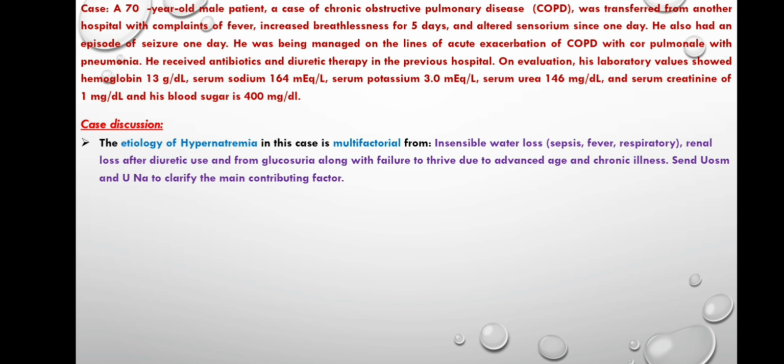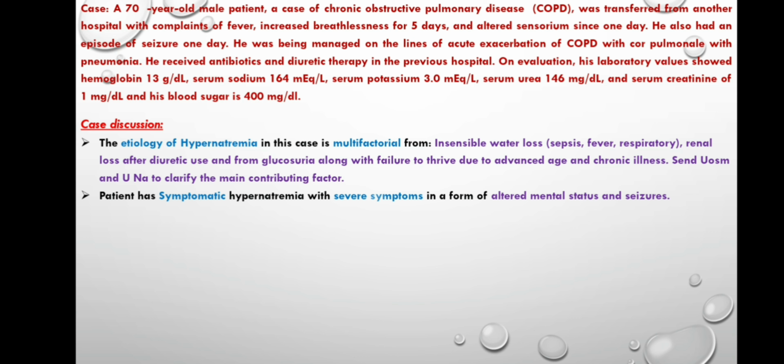Urine osmolality and urine sodium will clarify what is the main cause of hypernatremia here. Then the patient has symptomatic hypernatremia because he has severe symptoms in the form of altered mental status and seizures.